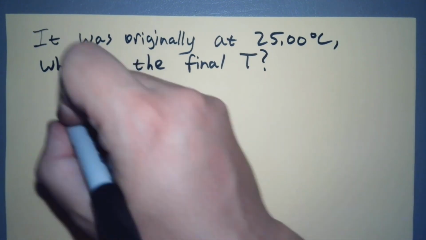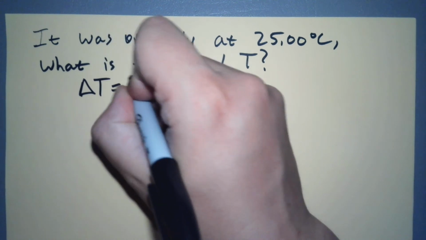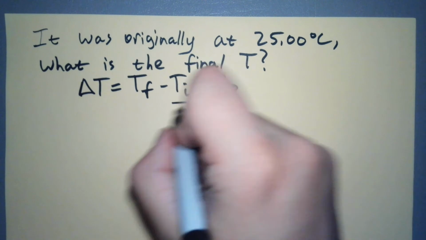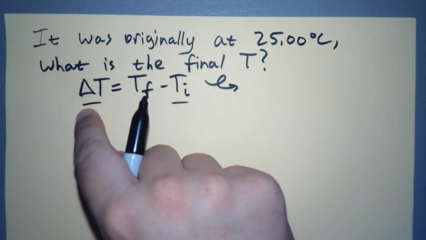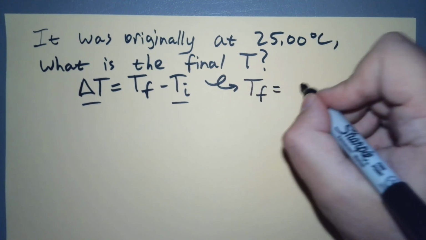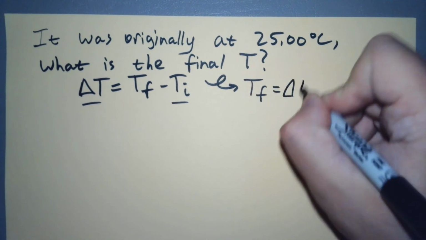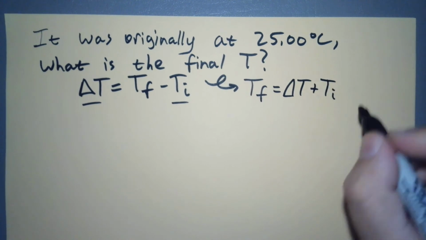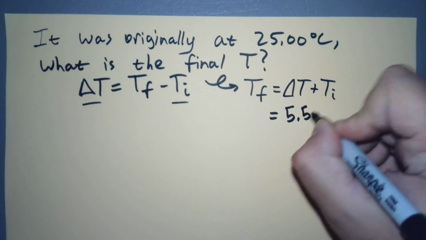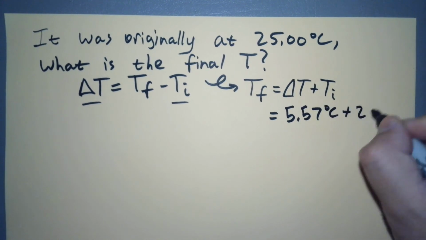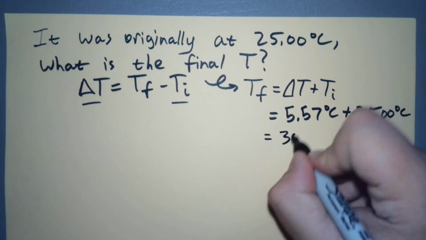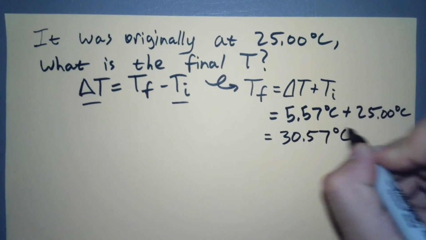Alright, well, keep in mind, delta T is our final temperature minus our initial. And so if we know our initial, and we know our change, then we can solve for our final. So it's delta T plus Ti, initial temperature. In this case, our delta T we solved for was 5.57 degrees Celsius. Our initial is 25.00 degrees Celsius. We solve that and we get 30.57 degrees Celsius.